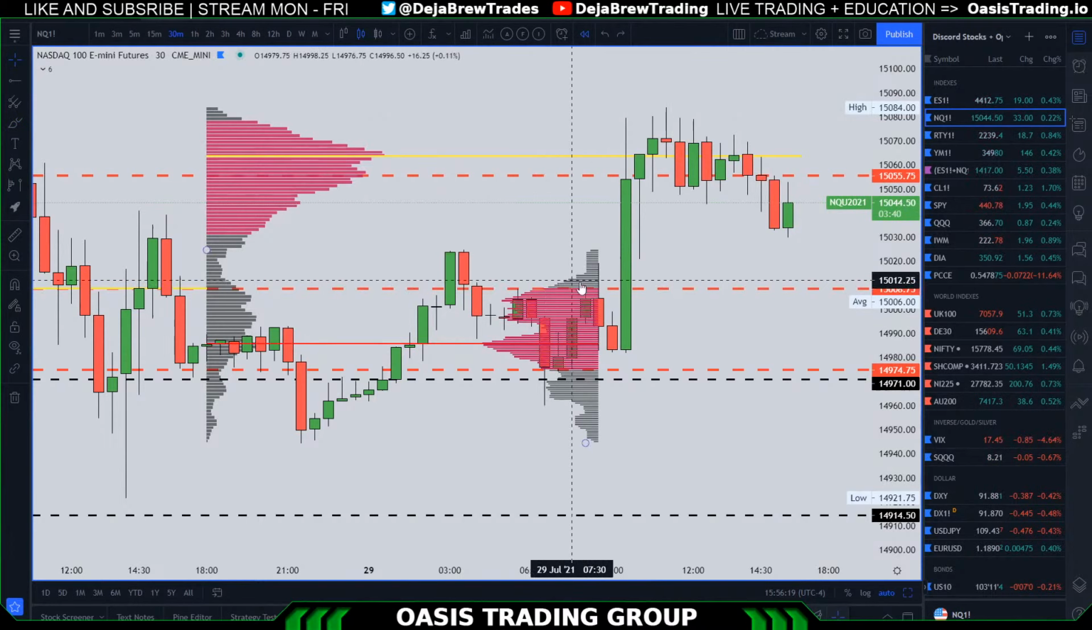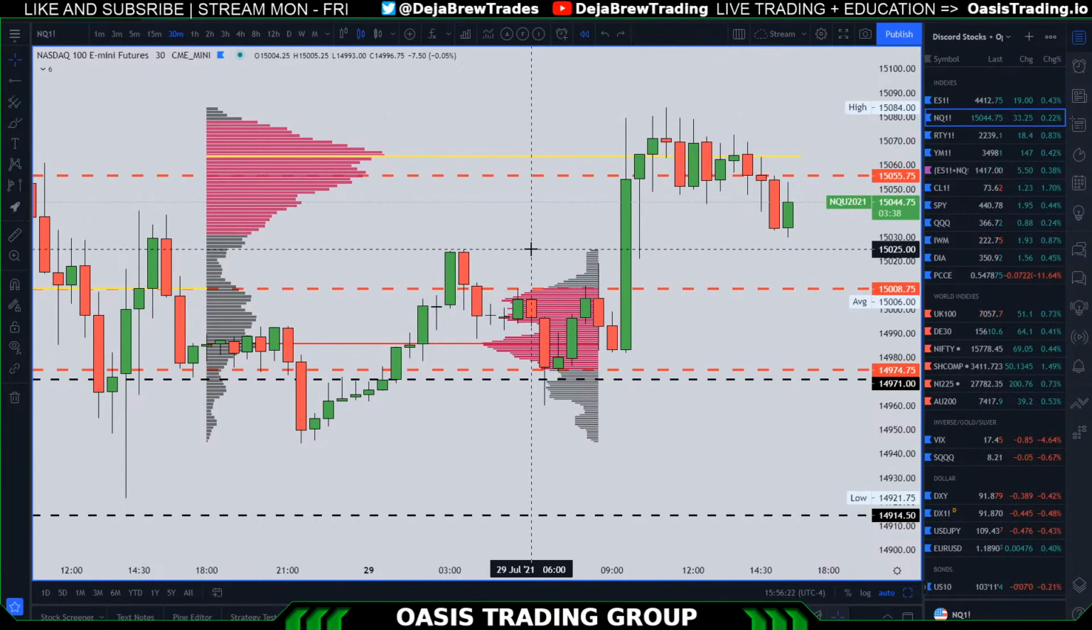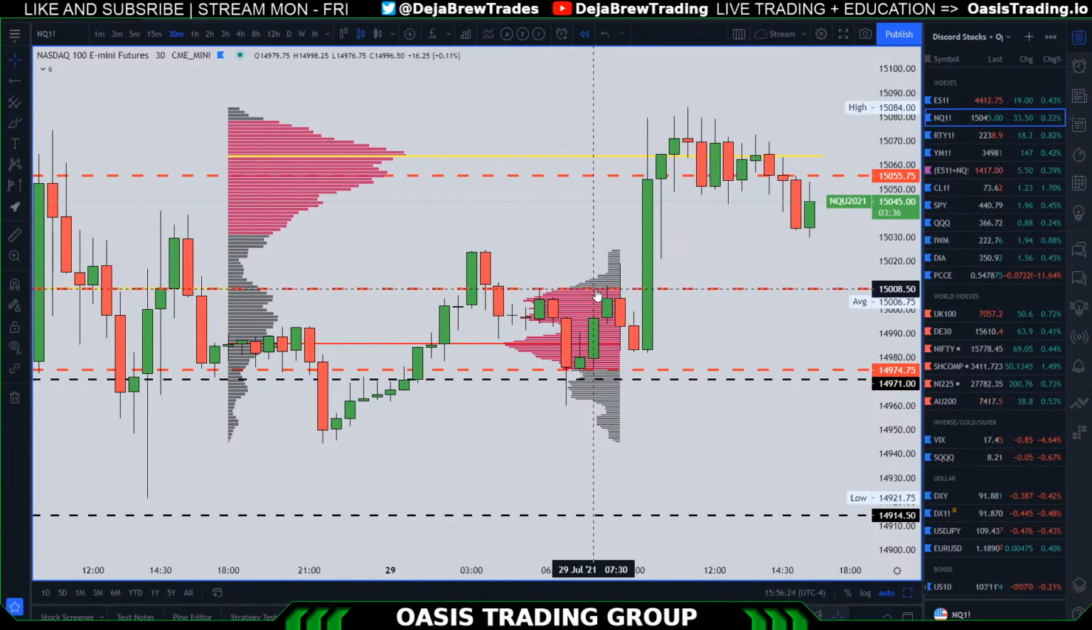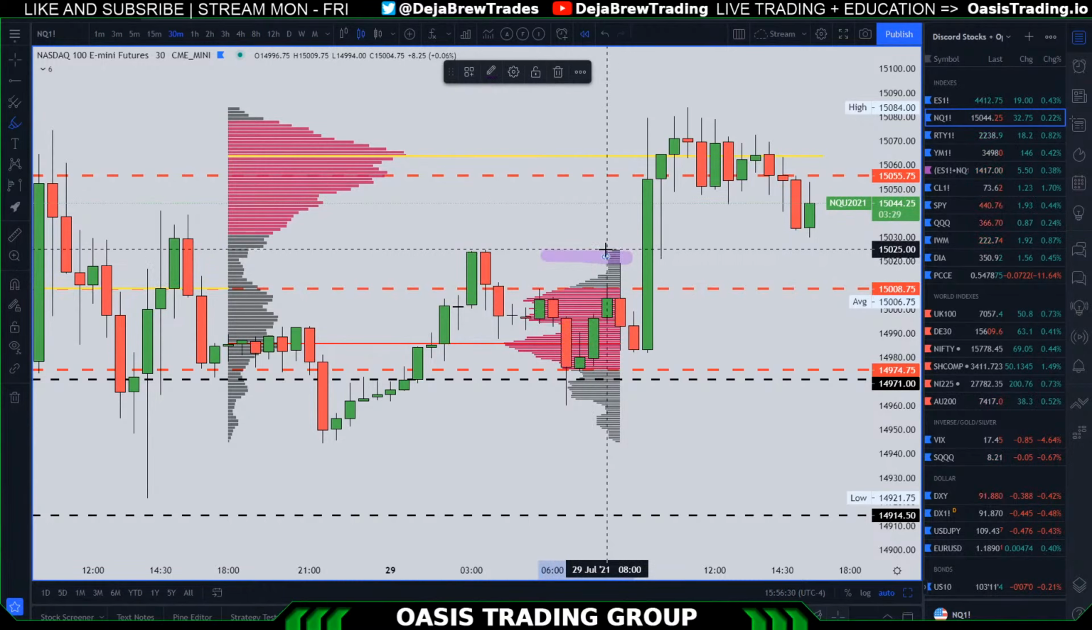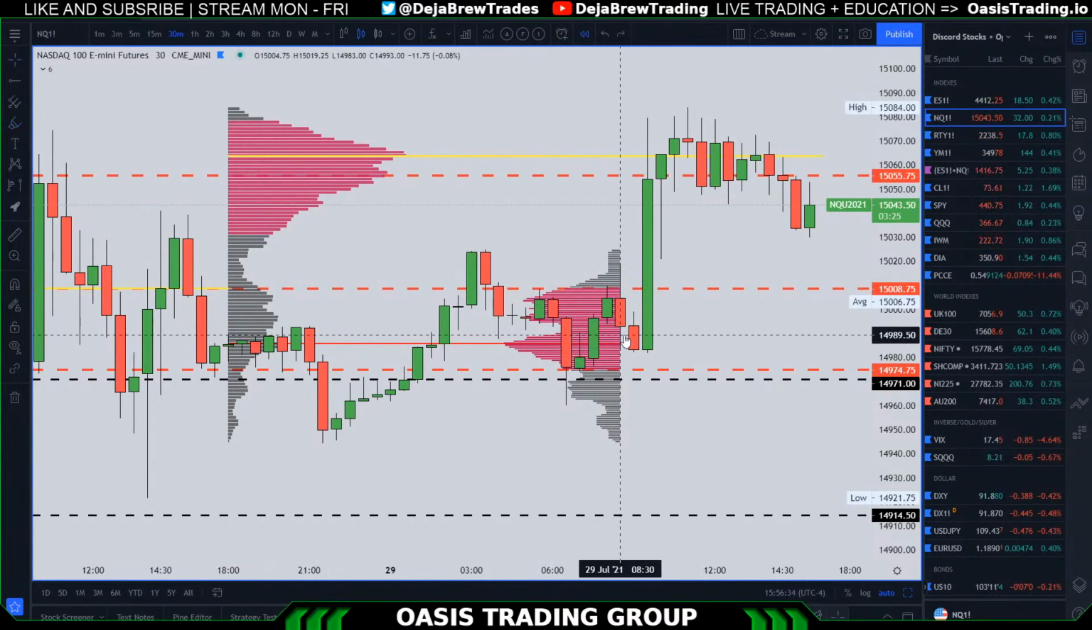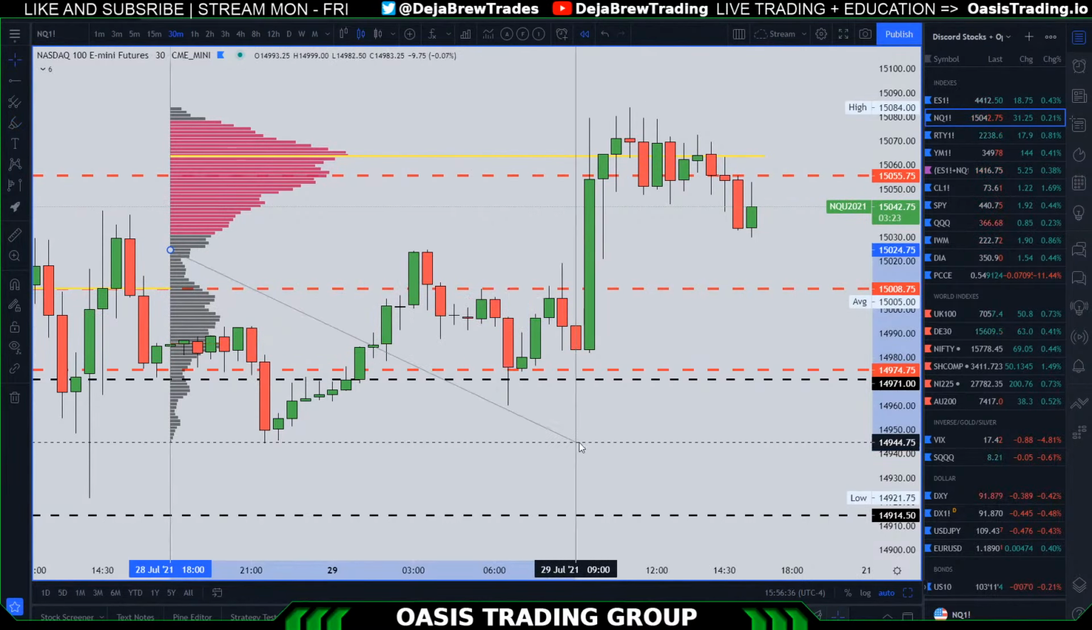So yes, you could have shorted the failure of the POC, but it would have been a little risky because you would have been shorting the exact level, and you did not have any kind of resistance above that value area high. Okay. All right, let's keep going.